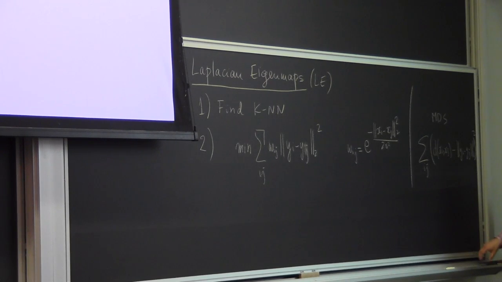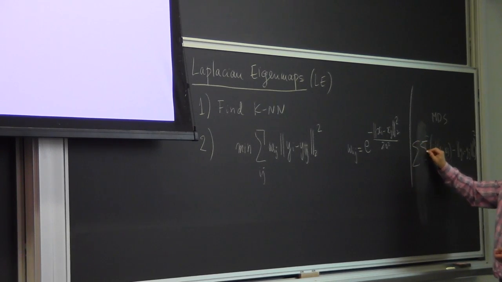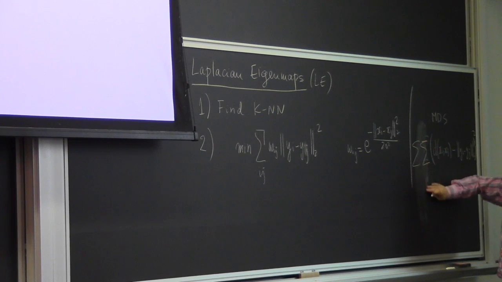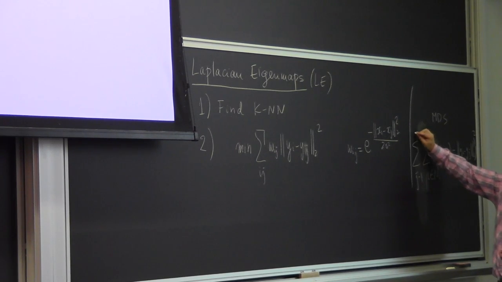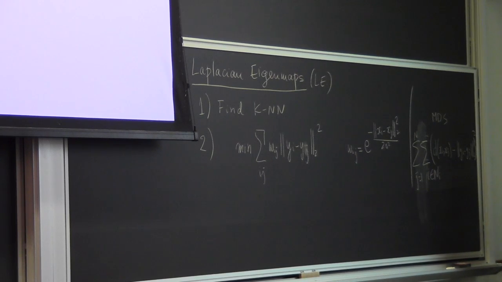But it had the caveat that by summing over all possible i's and j's, I was trying to preserve all distances. And we went in the last class trying to argue that's not a great thing, really, sometimes. It's better to just preserve local distances. So maybe I'm going to sum over i being a neighbor of j, and now here I sum over all j's. That's what we did last time. So let's compare that to what's done here.